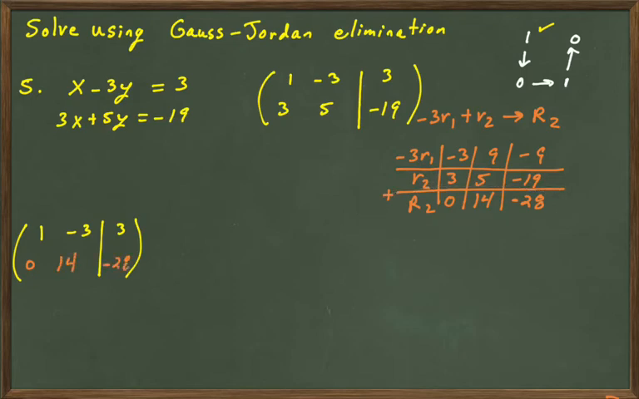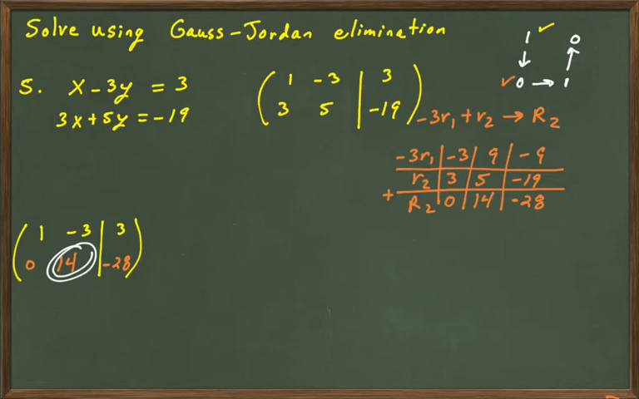So we've completed the second step in the Gauss-Jordan elimination. And the next thing to do is we want to make a 1 in row 2, column 1. So we're going to make a 1. Usually what we want to do is multiply by the reciprocal of whatever we want to make a 1. So we want to make 14 a 1, so we're going to multiply by its reciprocal.